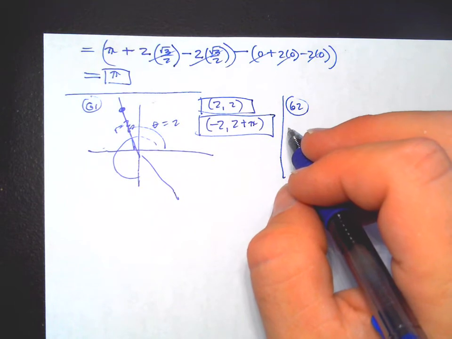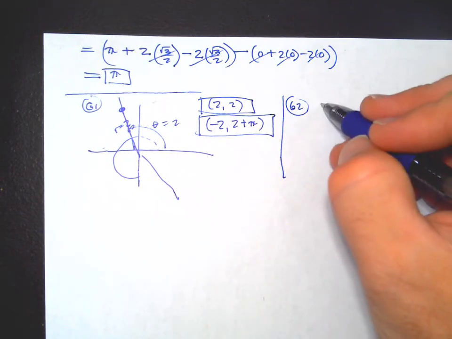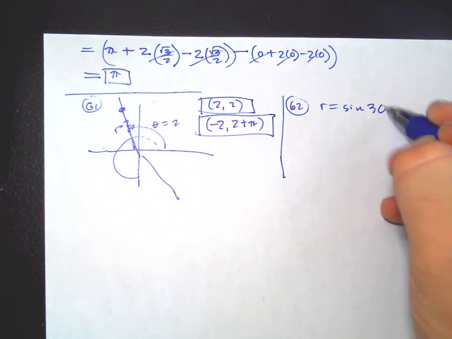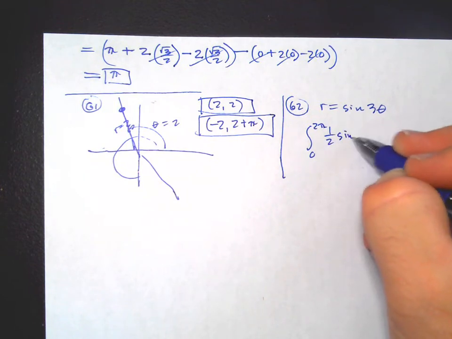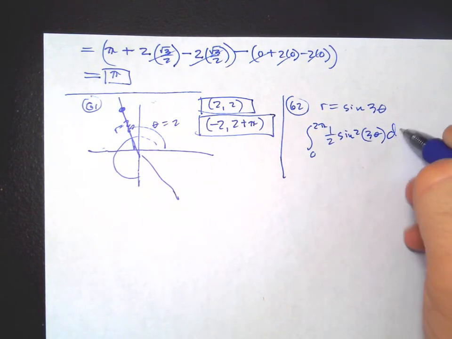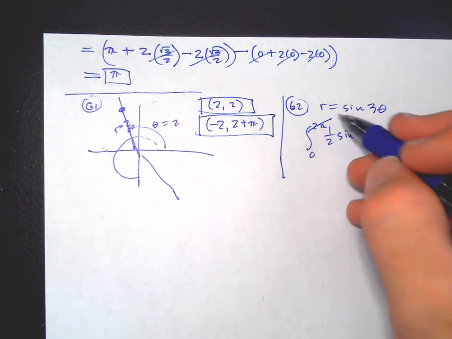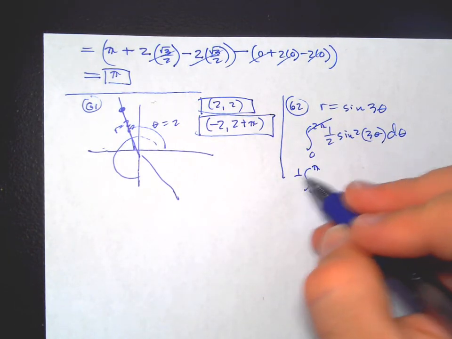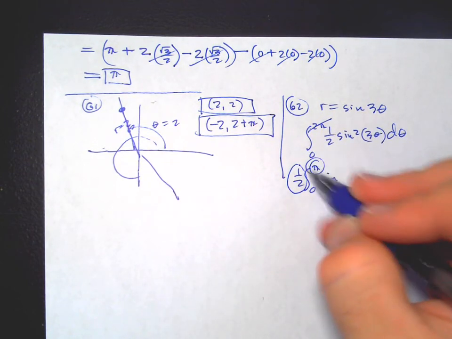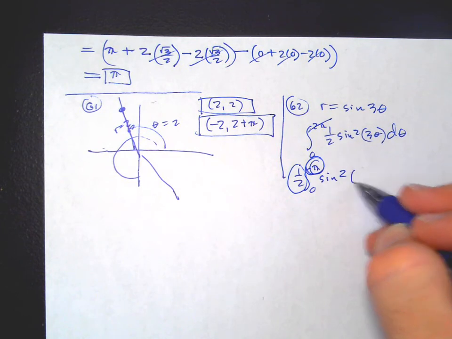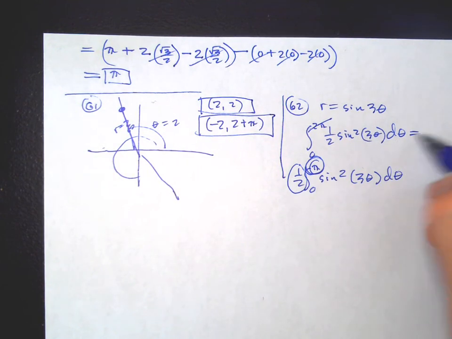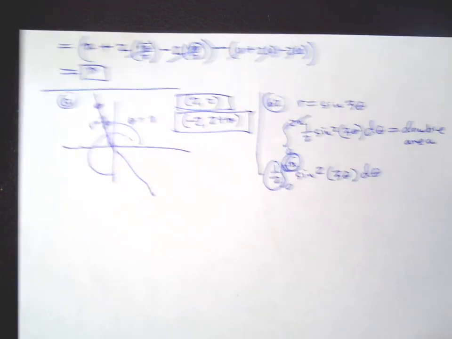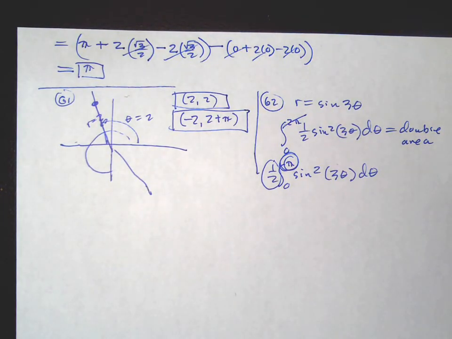Number 62 says the total area enclosed by a 3-petaled rose is this. They said the total area would be the integral from 0 to 2 pi of 1/2 sine squared 3 theta. No, because it should be 0 to pi. That's the thing: 0 to pi graphs the whole thing. So this is going to give you double the area inside of an odd-petaled rose. All right, there you go.